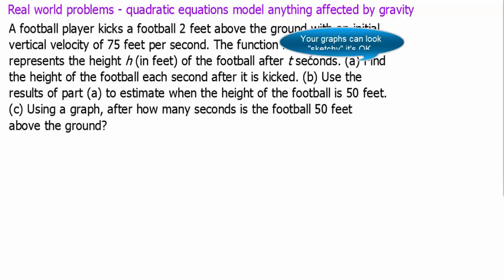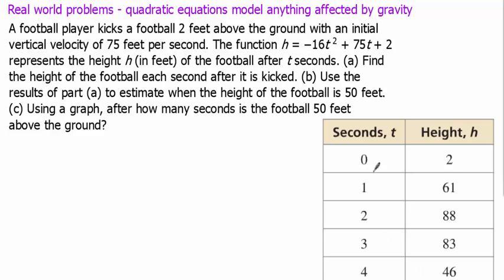So once you drop something, kick something, throw something, the equation, this deals with gravity, the -16. This is the initial velocity, and this is my initial height. So find the height of the football after each second that it's kicked. So we're going to make a t-table. And that t-table starts at 0. You're just going to number crunch.